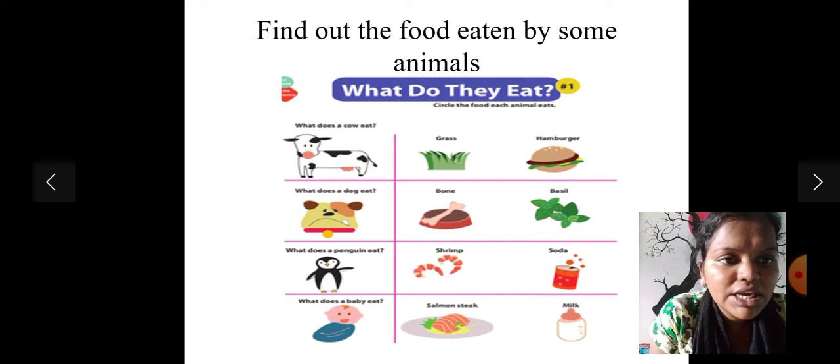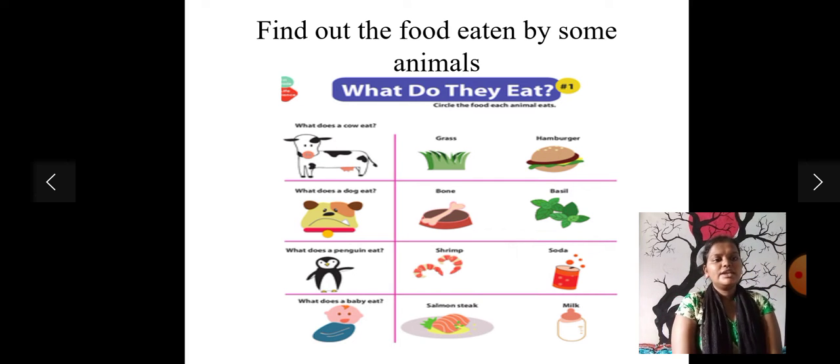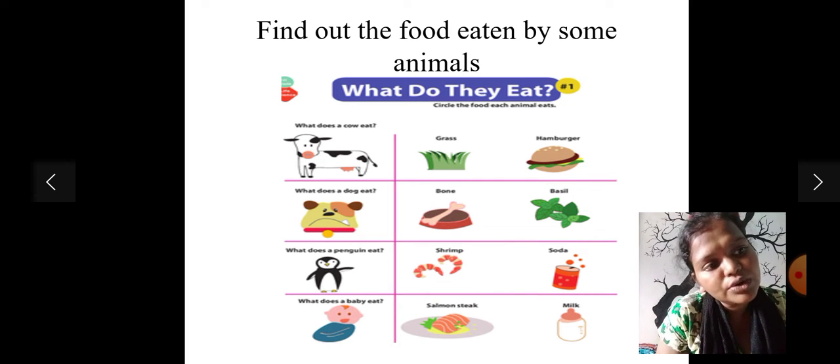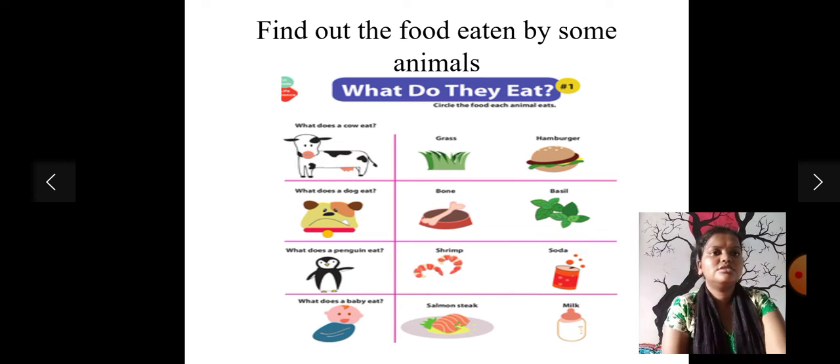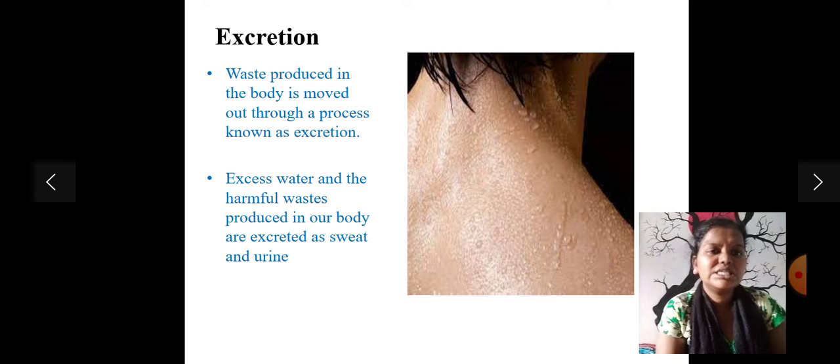What does a baby eat? Salmon, steak, or milk? What does a baby drink? While you're at a small age, what do you drink? We drink milk. Okay. These are the food items eaten by some animals.